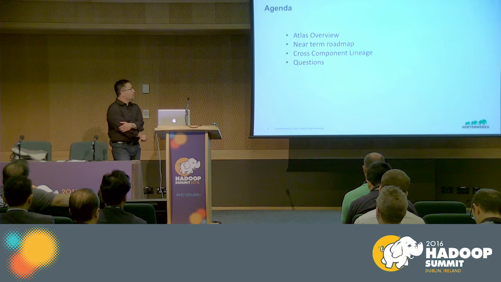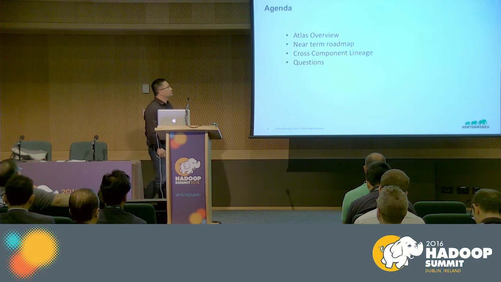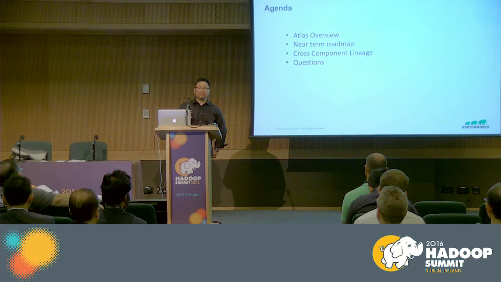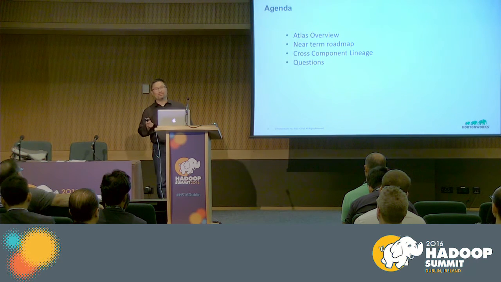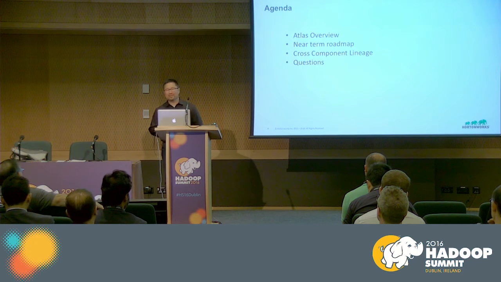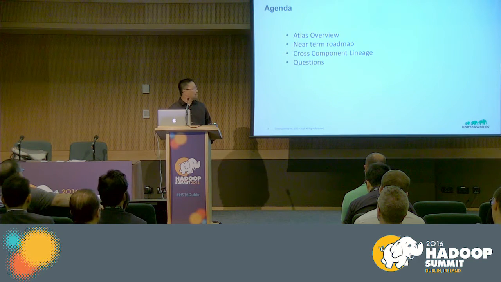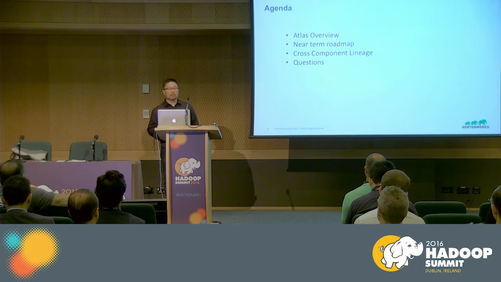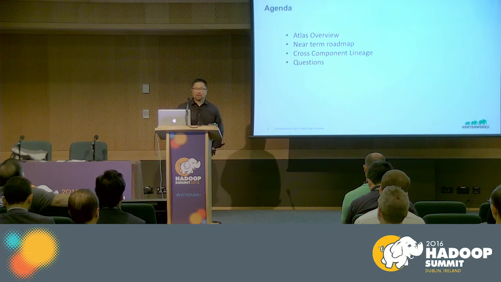All right, so let's get started. Here's what we're going to talk about. I'm just going to give you a quick overview. For those of you who are on the third session for Atlas today, thank you very much. I appreciate it. I'll try to make it quick and minimally painful. We'll talk about the near-term roadmap. There are three big items there, and we'll obviously be talking about cross-component lineage in that one. And then we'll have time for more questions.